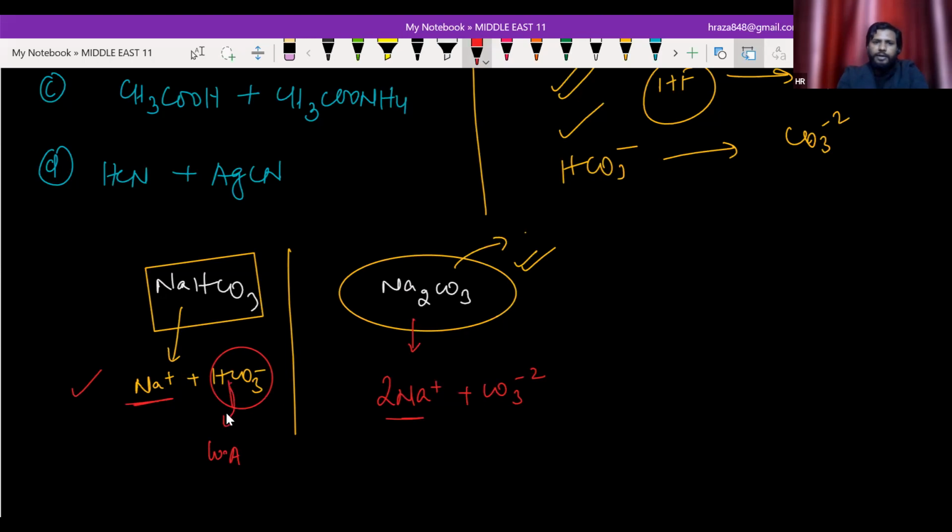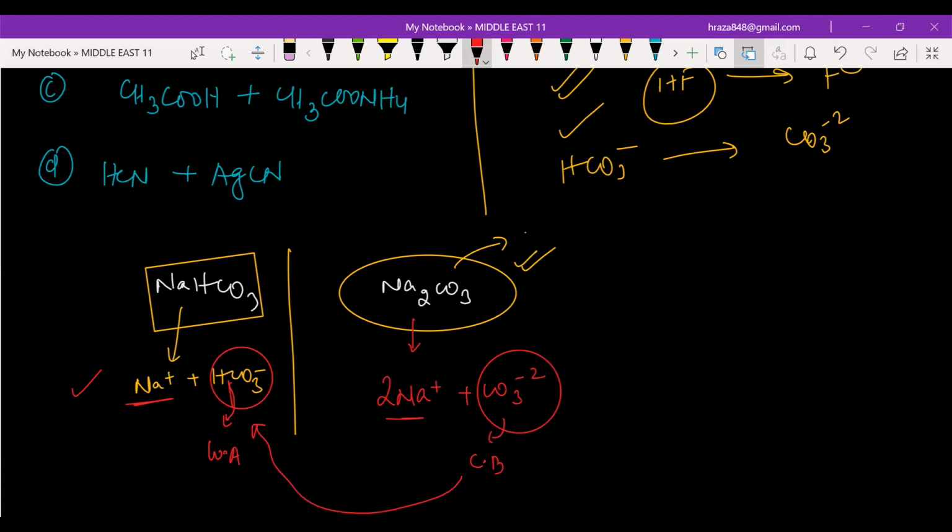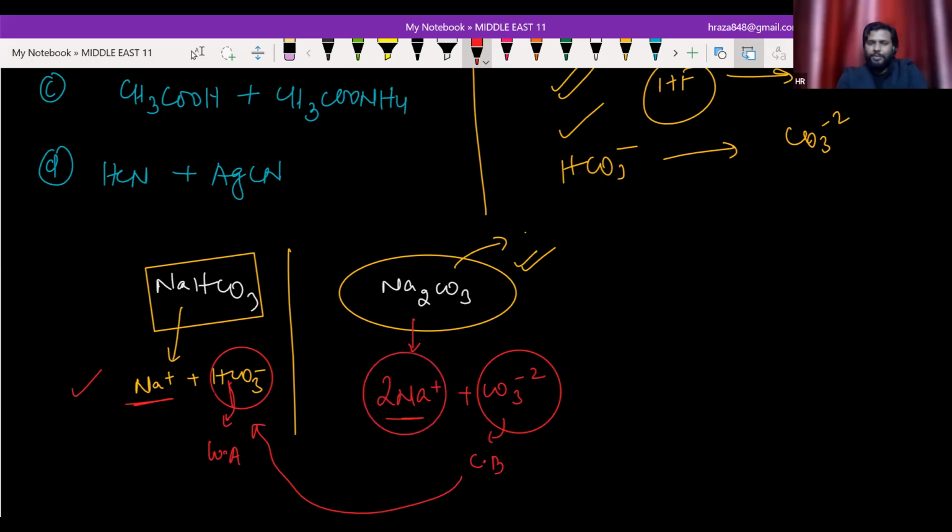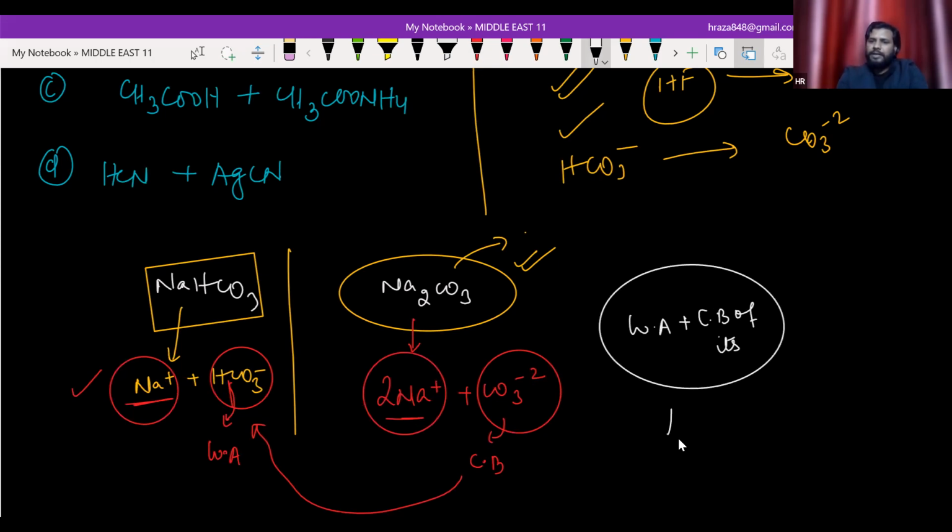Can I say it is a weak acid? Yes, sir. And what is this? Can I say it is the conjugate base of this weak acid? Yes, sir. So this Na plus doesn't matter for us here. Now look at this. The mixture of a weak acid plus its conjugate base is an acidic buffer. So it will show buffer solution. It is a buffer solution. Is this clear, Krishna?